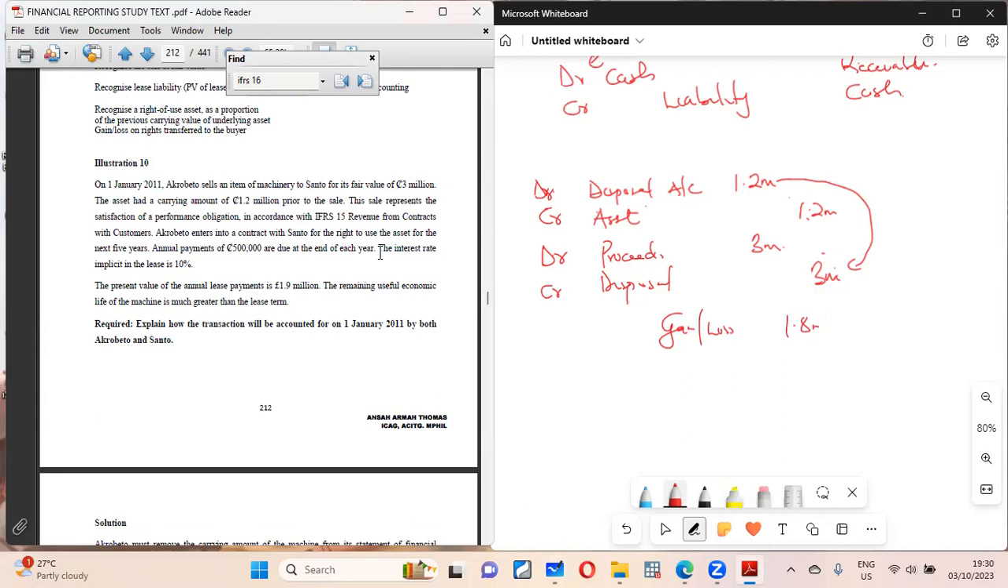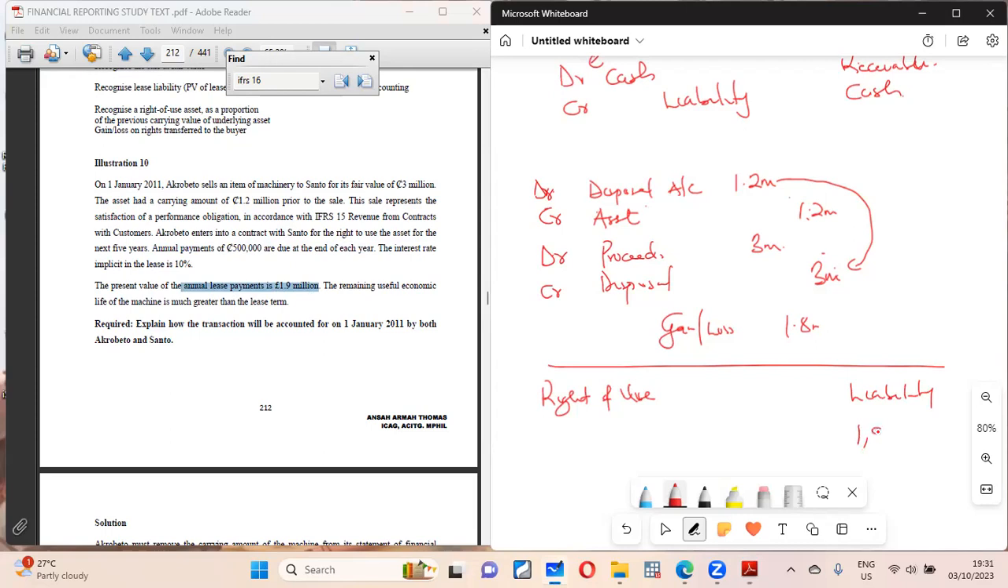We are done, but the asset is now leased back. So we now come to do the right of use and the lease liability. Then they told us that the payment is at the end of each year, so it's in arrears. The annual amount is 500,000, which you have to take the PV of. Did they PV it for us? The present value of the annual lease payment, they've done it for us, which is 1.9 million.